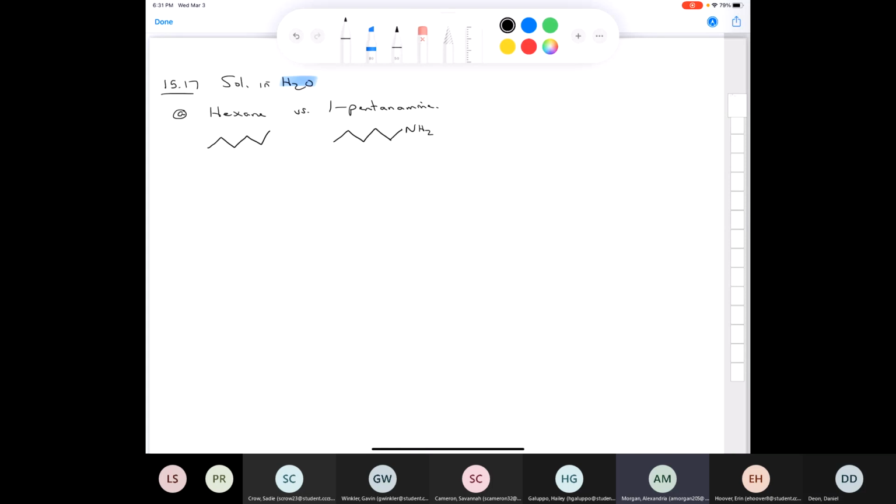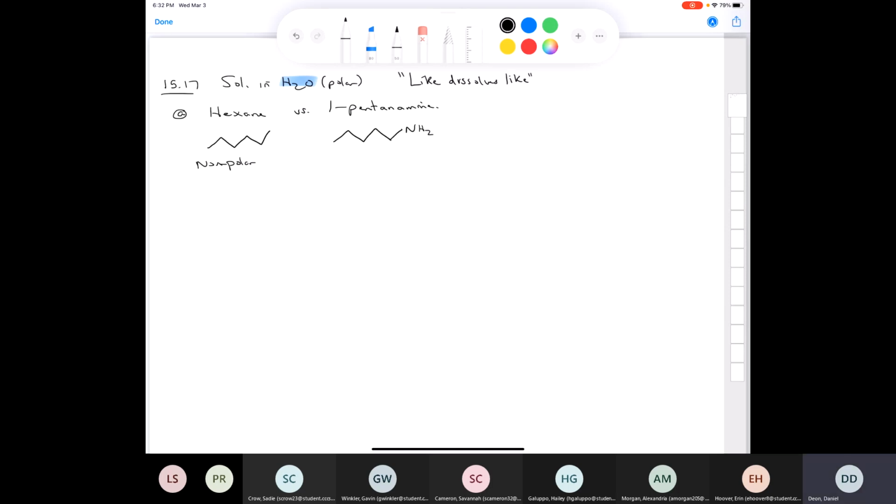Because it's the N bonded with the H, hydrogen bond. Exactly. It's 1-pentanamine, and it's because it has hydrogen bonding. The hydrocarbon hexane is non-polar, and water is polar, and we know the rule that like dissolves like, so a hydrocarbon like hexane is not going to dissolve in water.